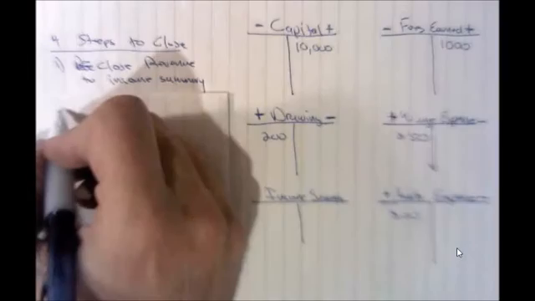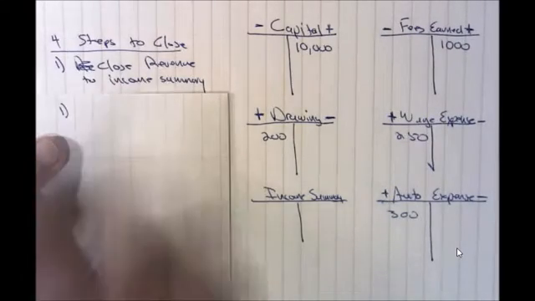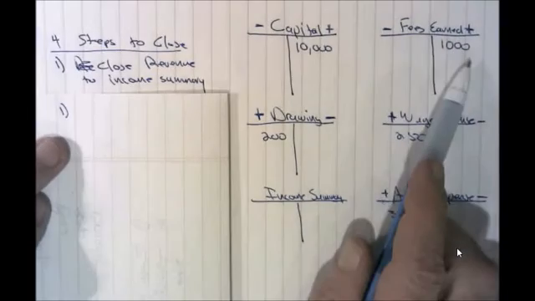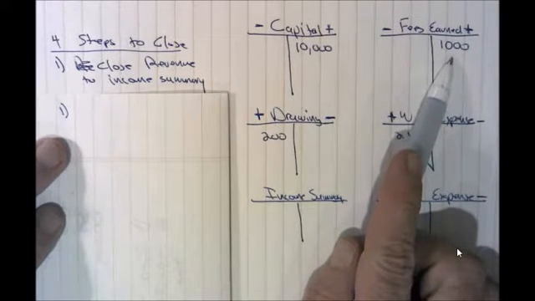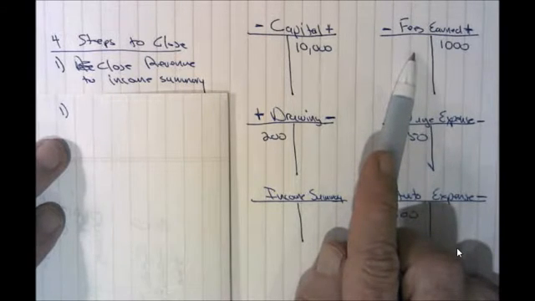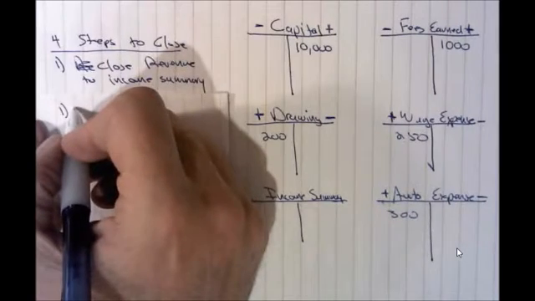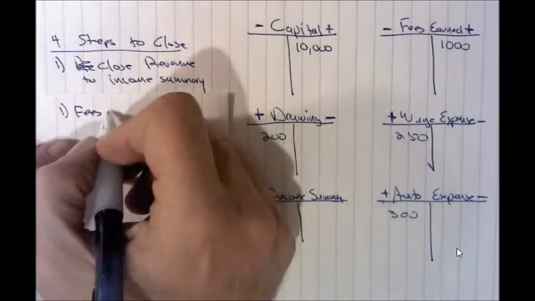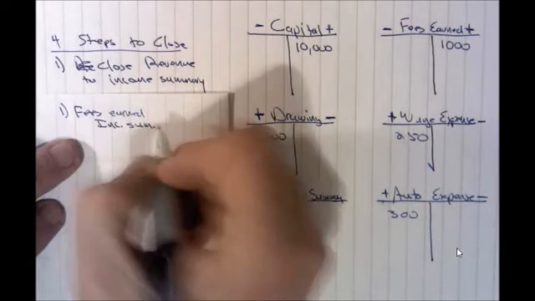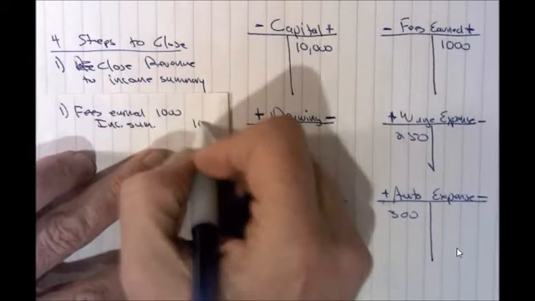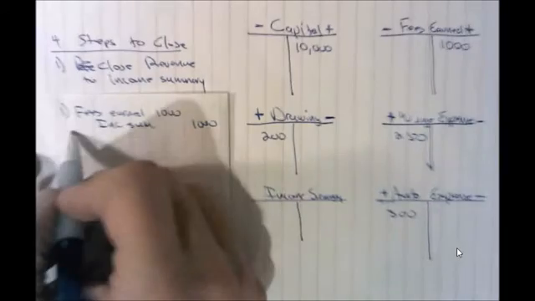So I need to do a journal entry for step 1. I want to close my revenue account. The revenue account we have is fees earned. To close this, I'm going to do what? It's got a $1,000 credit balance, so I'm going to have to debit fees earned. I zero that out with that debit to fees earned, and I move its balance to income summary. So I debit fees earned and credit income summary, income summary, not income statement, for that $1,000. So that is step 1 in the closing process.